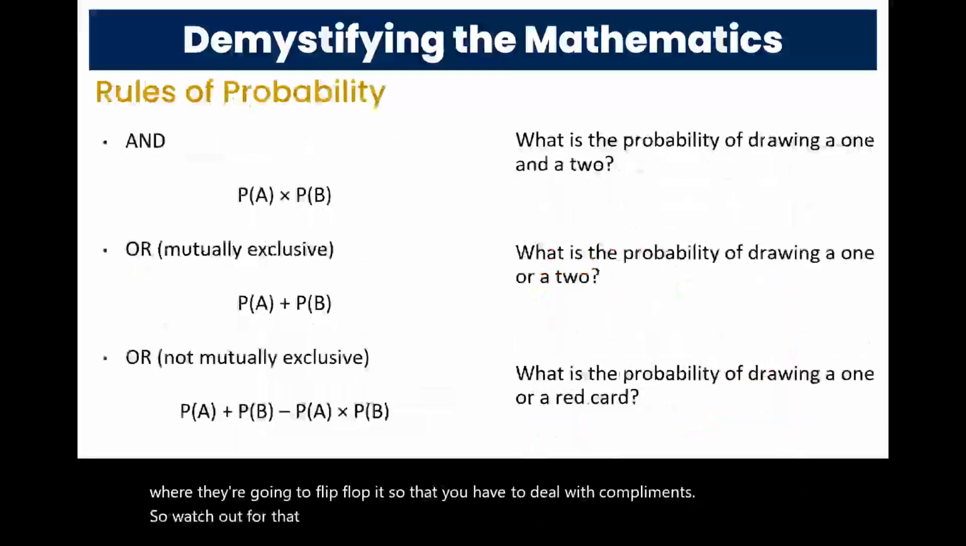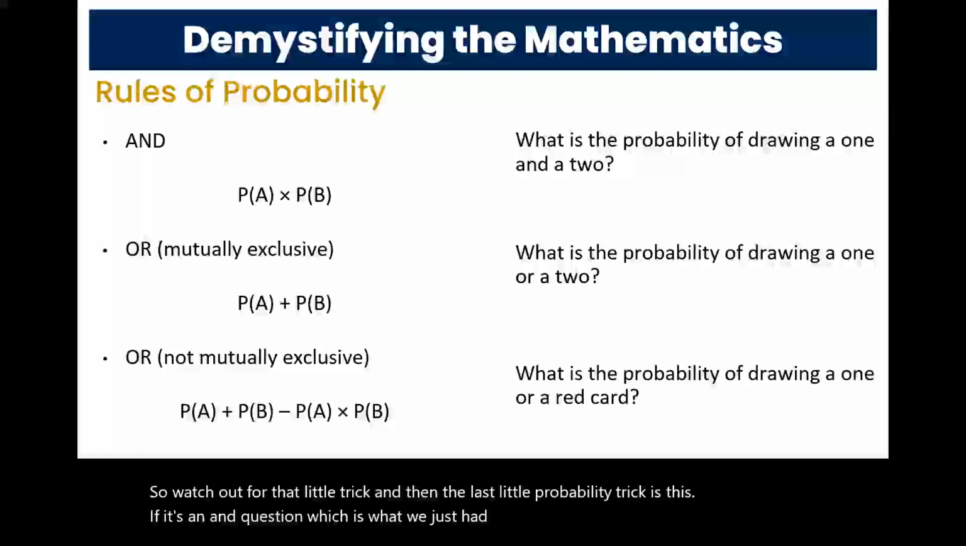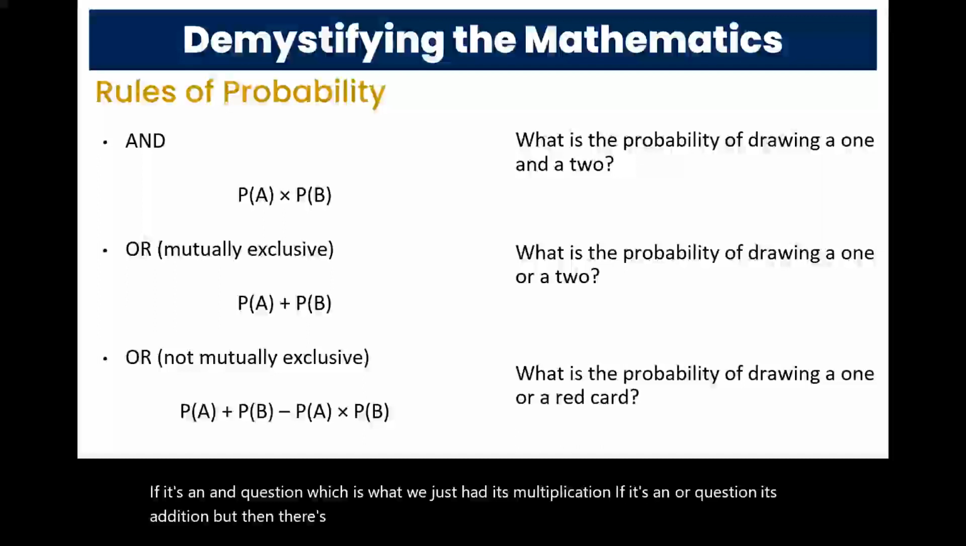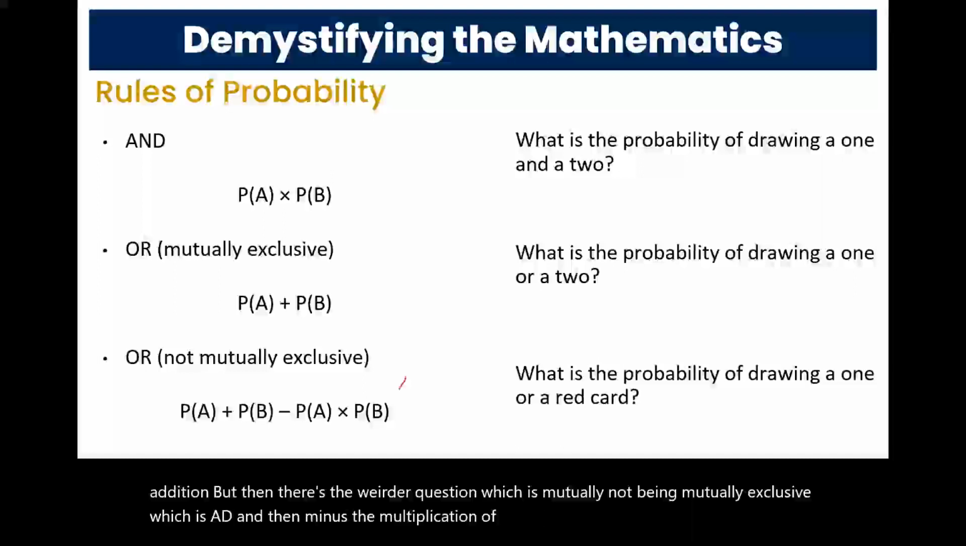And then the last little probability trick is this. If it's an and question, which is what we just had, it's multiplication. If it's an or question, it's addition. But then there's the weird or question, which is not being mutually exclusive, which is add and then minus the multiplication of it. This one is the hardest.